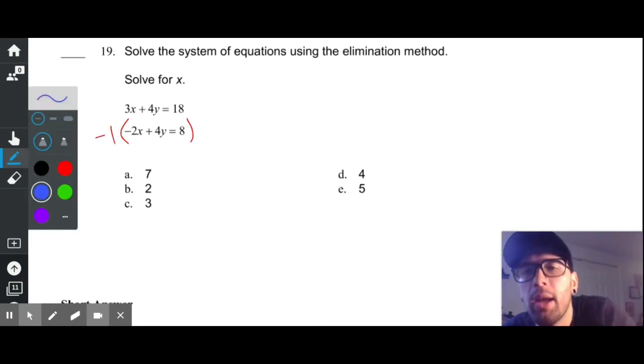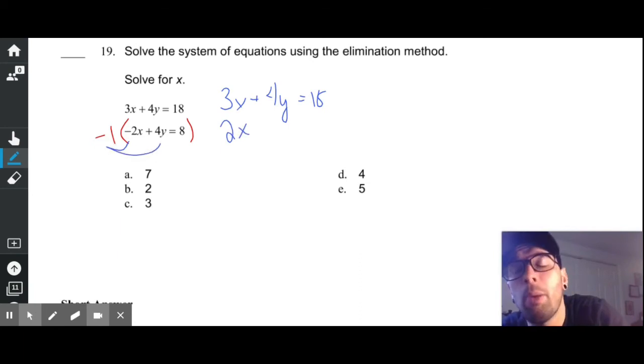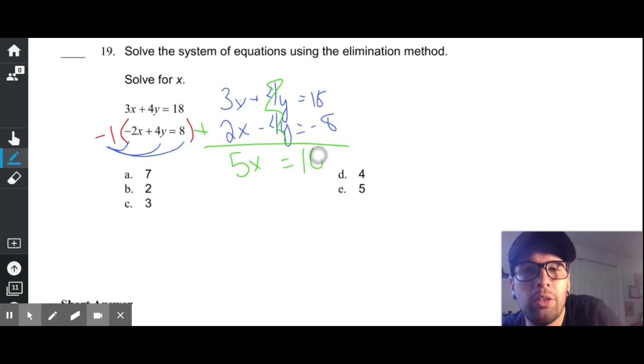When I do that, I end up with 3x plus 4y equals 18 on the top. And I have negative 1 times negative 2, which is positive 2x, negative 1 times positive 4y, which is negative 4y, and negative 1 times 8, which is negative 8. Now, when I add the equations, 3x and 2x becomes 5x. The y's go away, and 18 plus negative 8 is positive 10. If I divide both sides by 5, x equals 2.